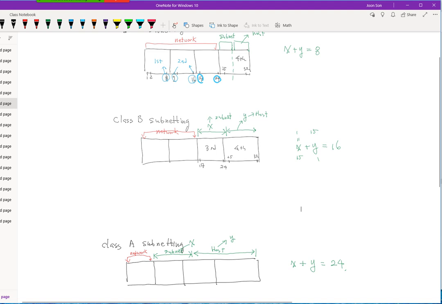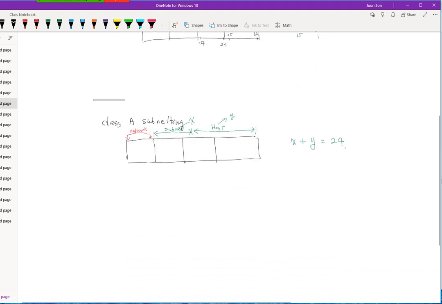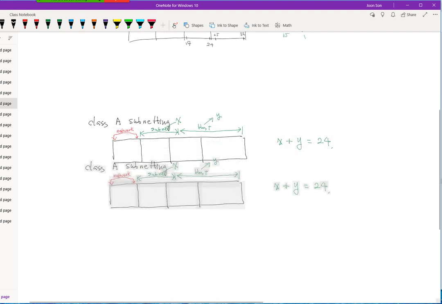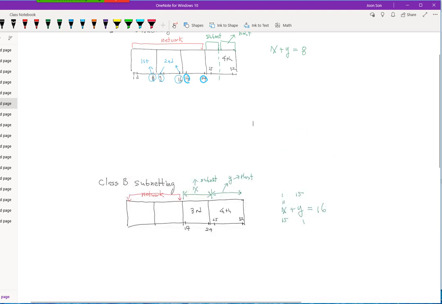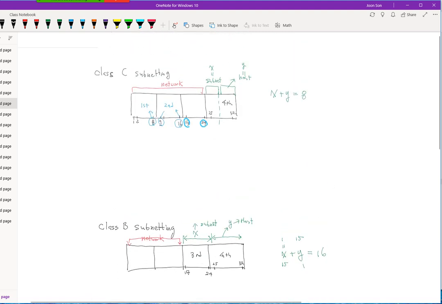If you look at my lecture note, I said there are two different cases. Okay, before that, I'd like to add one more thing to this diagram. So usually, when you look at a class B subnetting, right? Hold on. Let me just... Okay. So let's go back to class C subnetting.